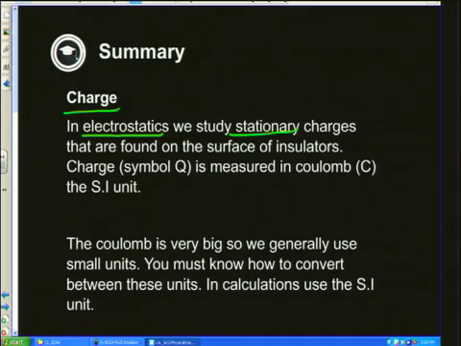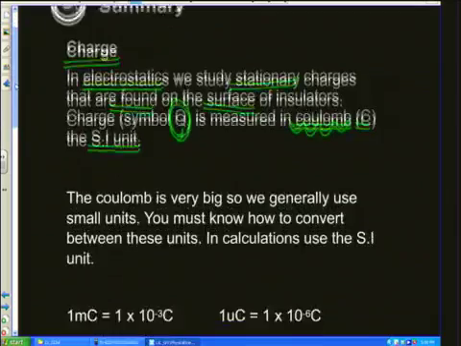Okay? And these charges, of course, are found on the surfaces of insulators. The charge is symbolized by the letter Q, and it is measured in coulombs, named after the scientist Coulomb, who came up with Coulomb's law. And the SI unit for this is the C, the coulomb. All right. Now, moving on.